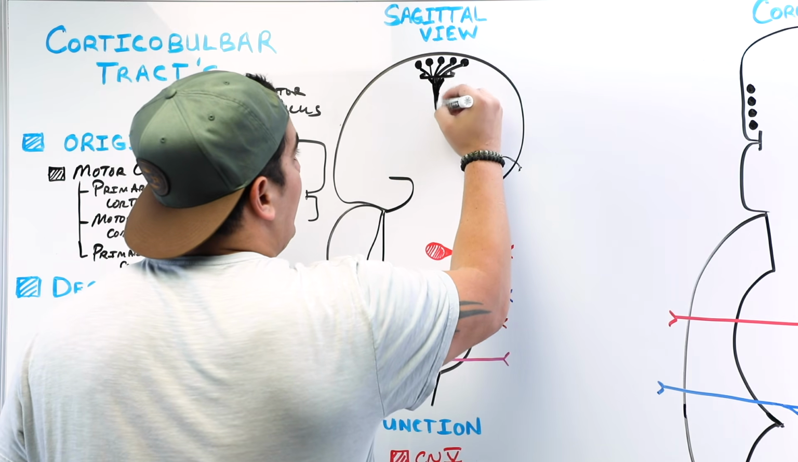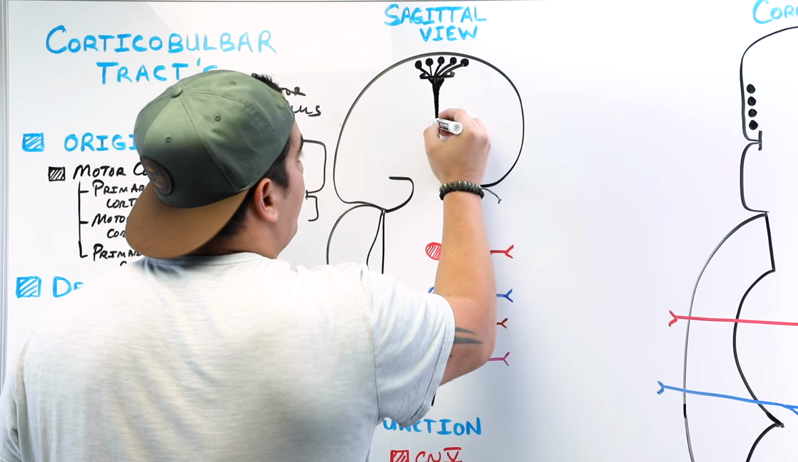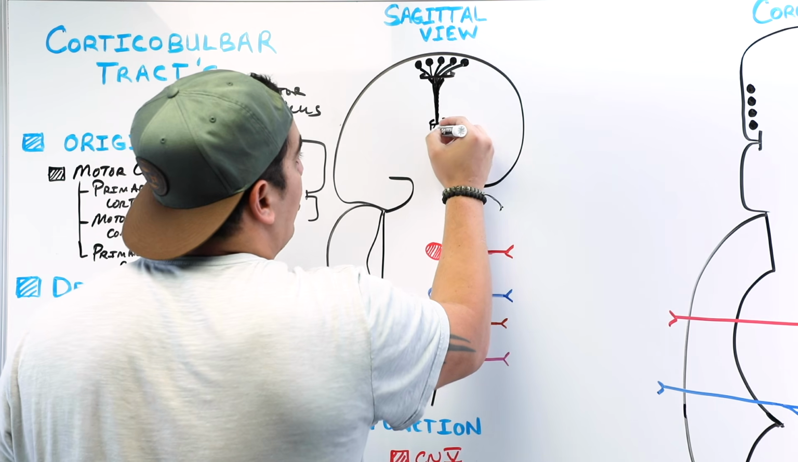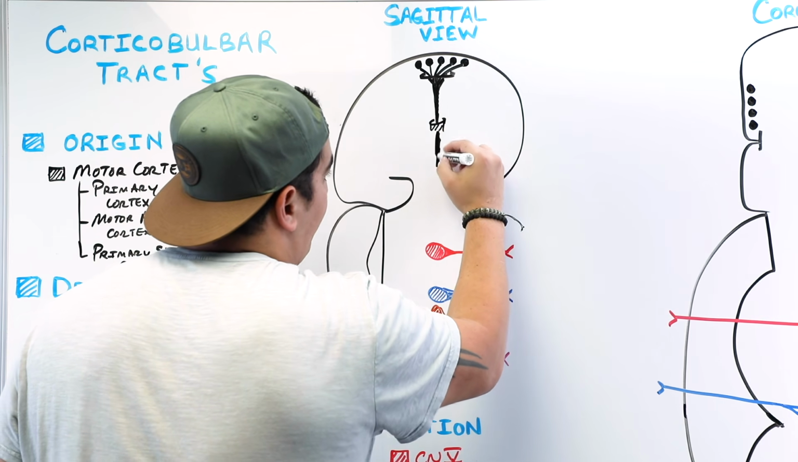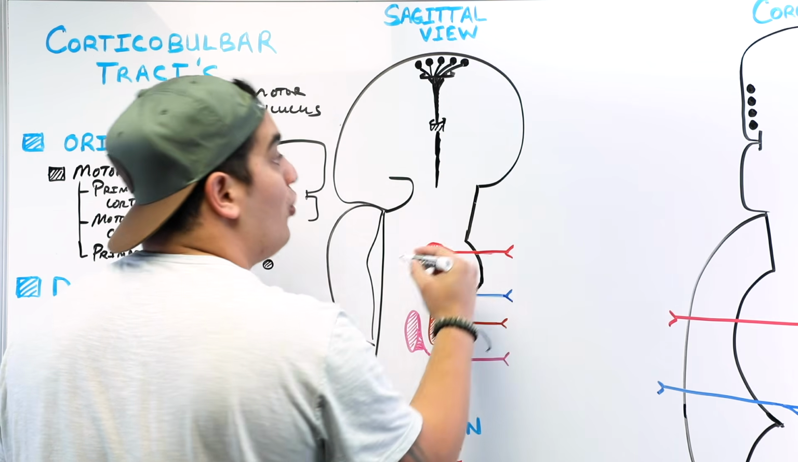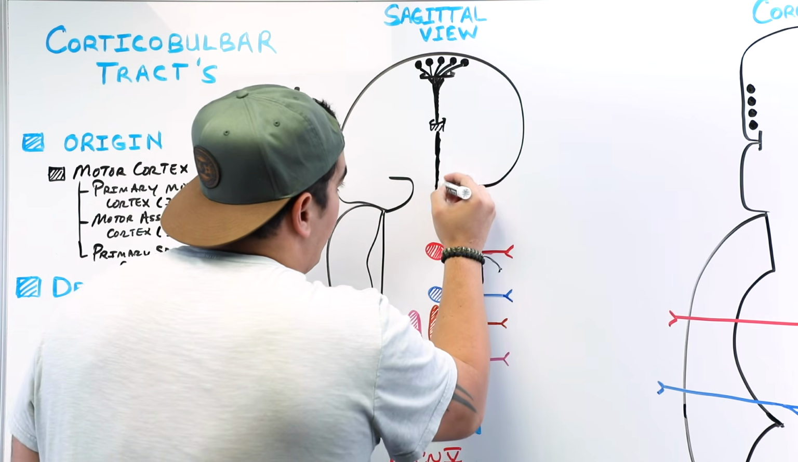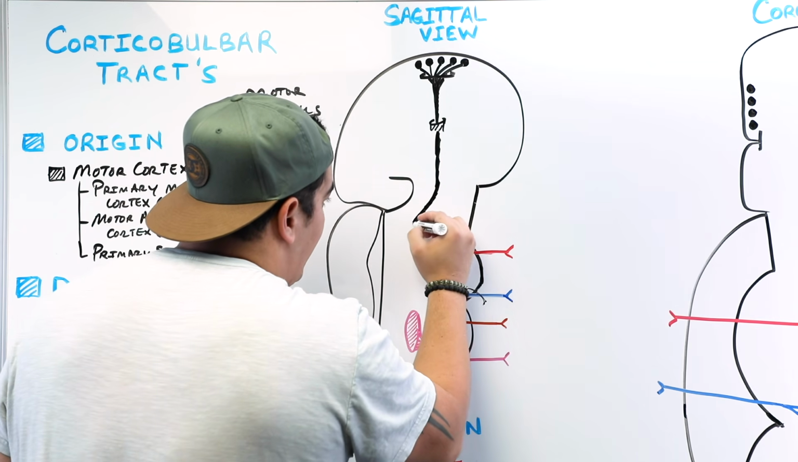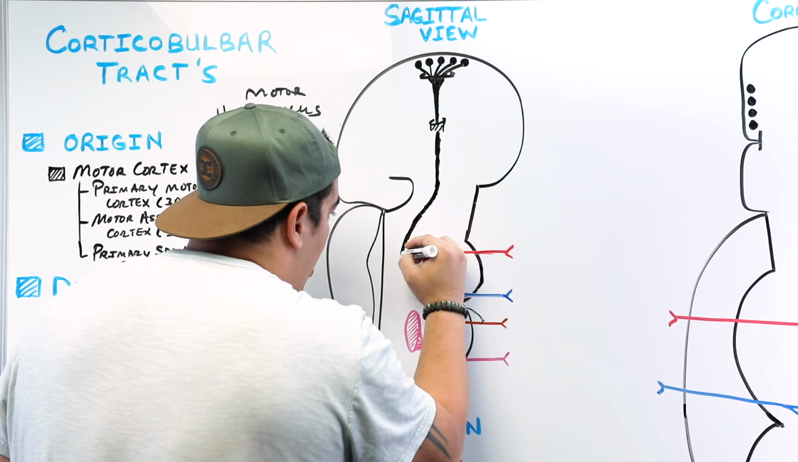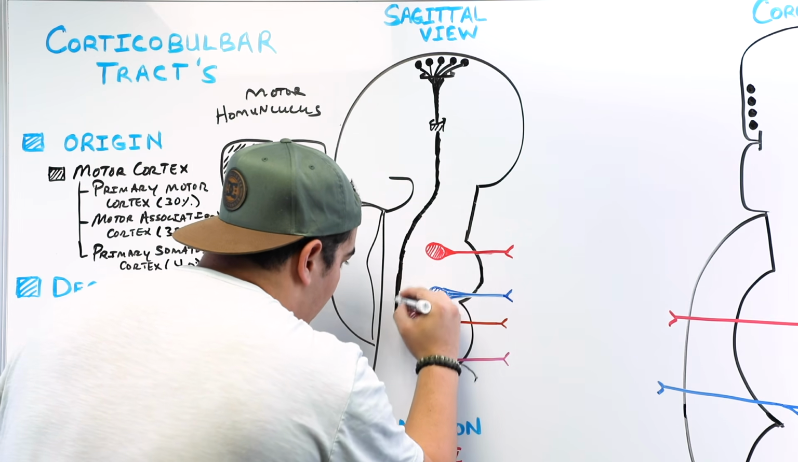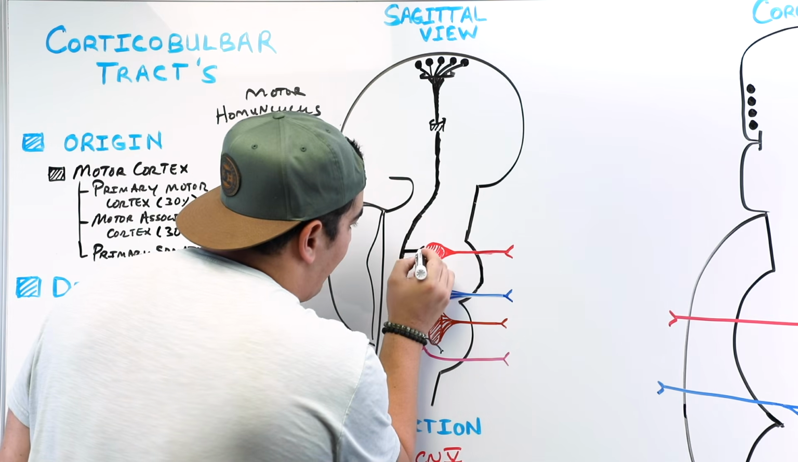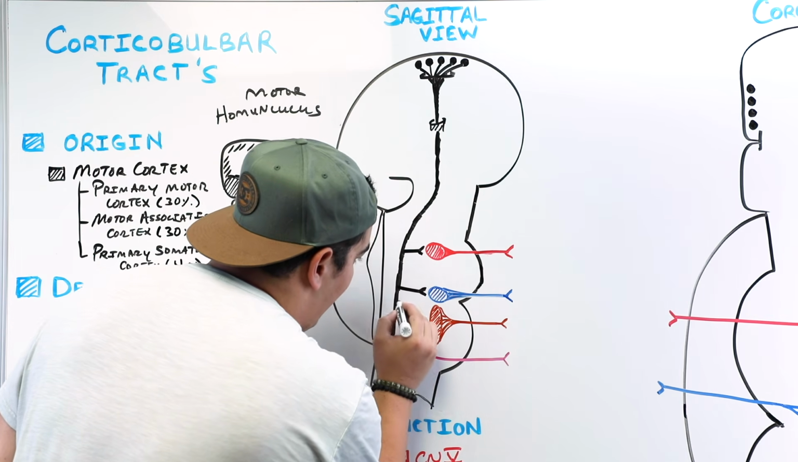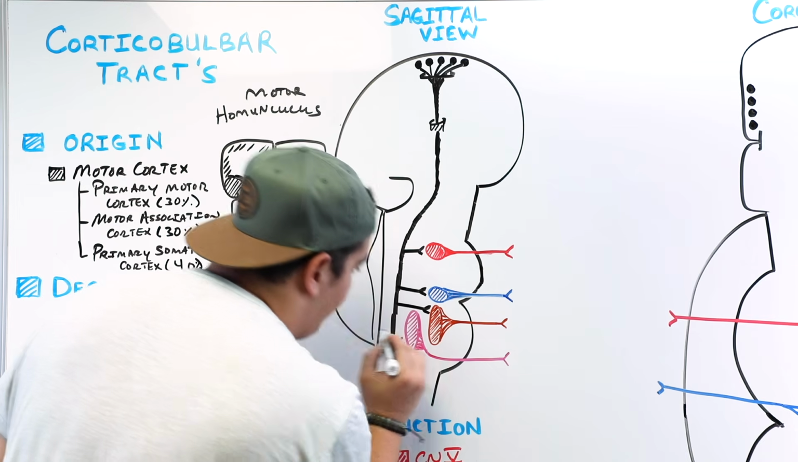Then from the corona radiata, it moves down through another structure called the internal capsule. From the internal capsule, it then moves down through the midbrain via the crus cerebri. Then from the crus cerebri in the midbrain, it then moves down into the pons and then extends all the way down to the level of the medulla. Along the way, it's going to give off its collaterals to these nuclei.